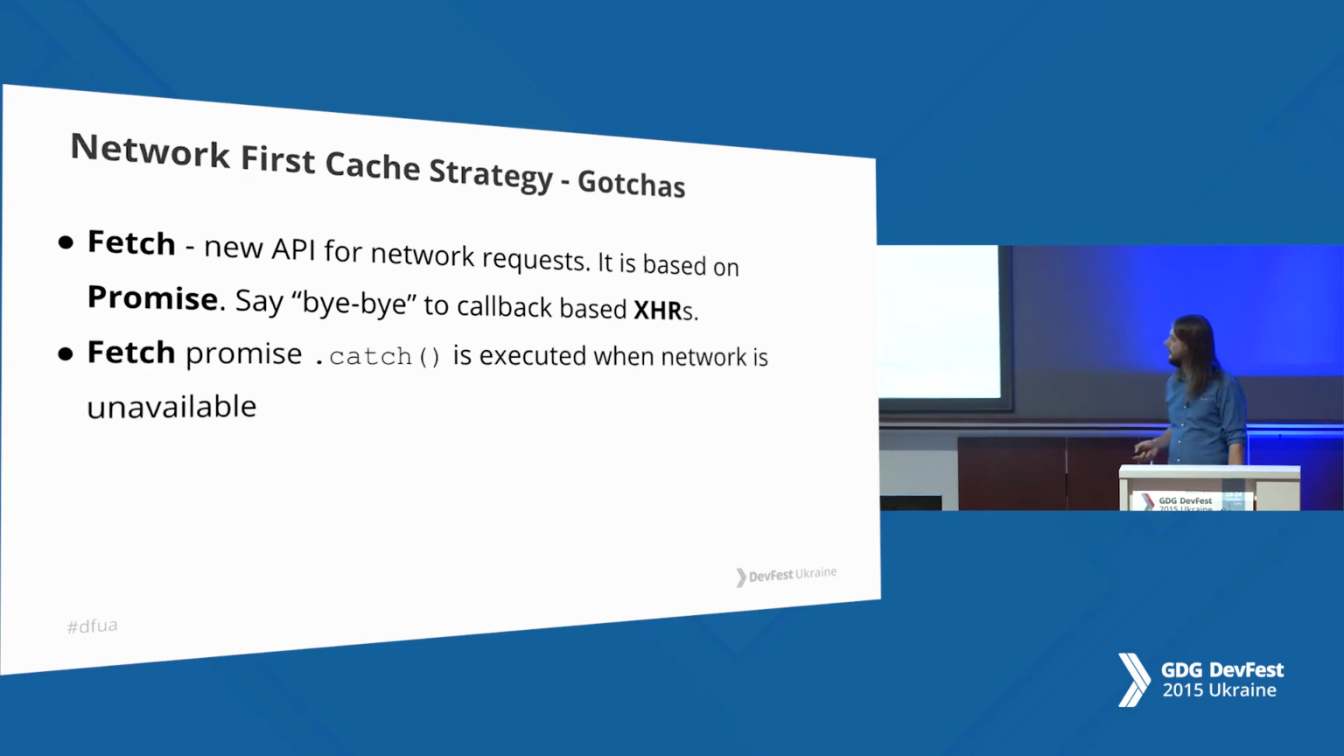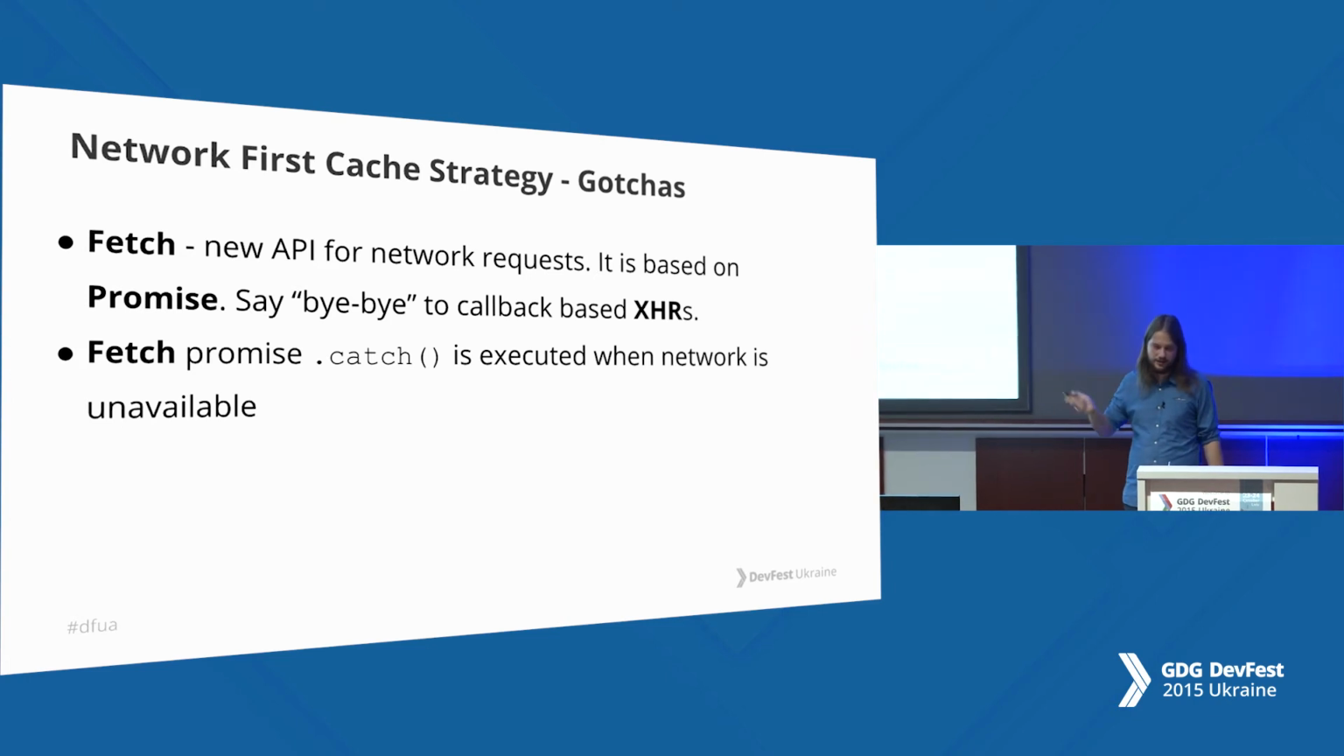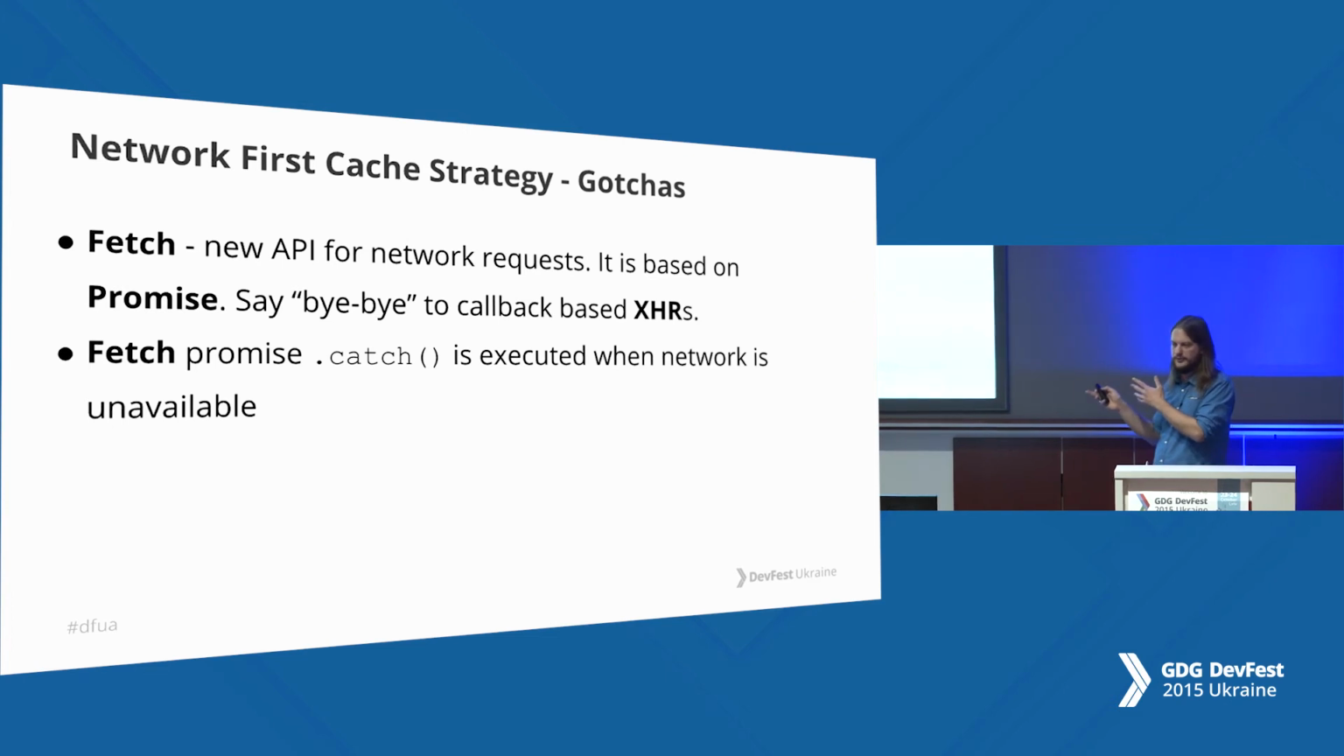Next, you need to know that the fetch promise catch is executed when the network is unavailable. It's a little bit tricky, because some people think that it is executed when you get a network error, for example, like 500 internal server error, but it is fired when the network is unavailable.